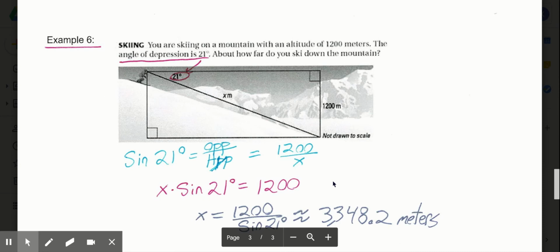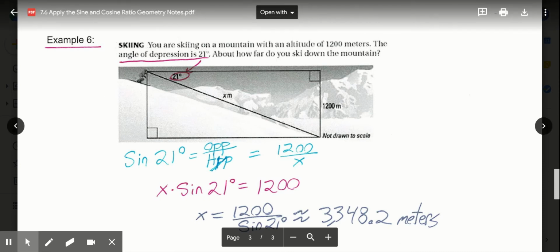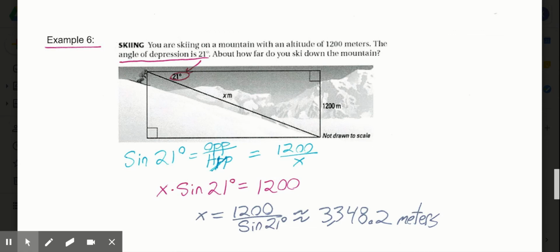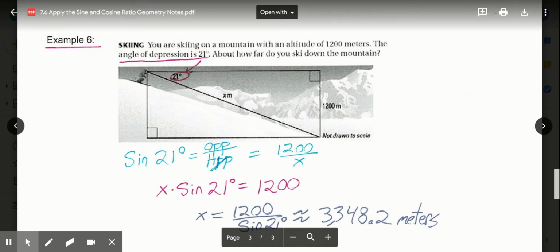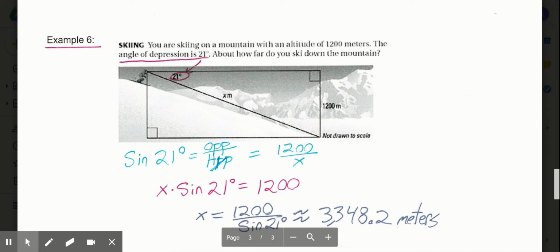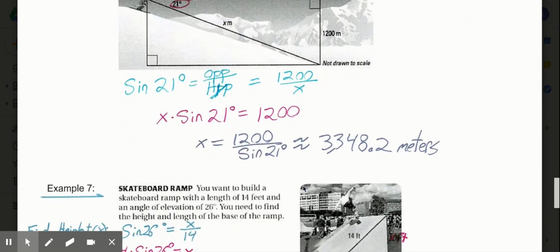So the sine of 21 degrees is 1,200 over x. We need to solve for x. So we'll multiply x to both sides. So x times the sine of 21 equals 1,200. Divide by the sine of 21. So x is 1,200 over the sine of 21, which tells us that the length traveled is approximately 3,348.2 meters.